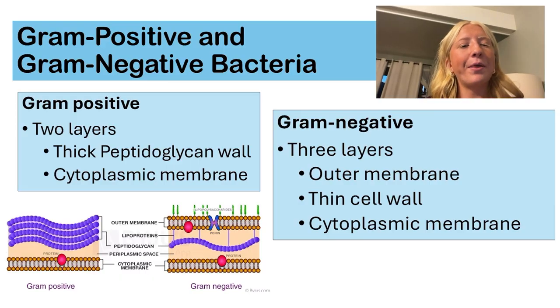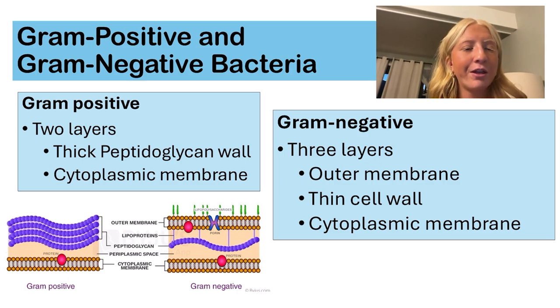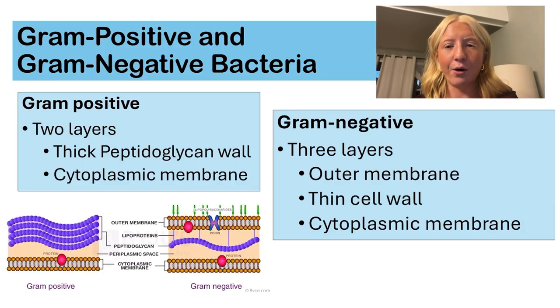Okay, so I'm going to talk about the gram-positive and gram-negative. Gram-positive is the one with 2 layers. It has a thick peptidoglycan wall, and it is probably their defining feature. It makes them better, stronger, and able to resist osmotic pressure. Then just beneath it is the cytoplasmic membrane, and this regulates what enters and leaves the cell.